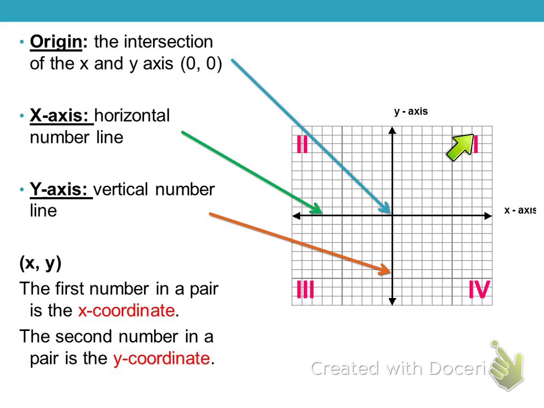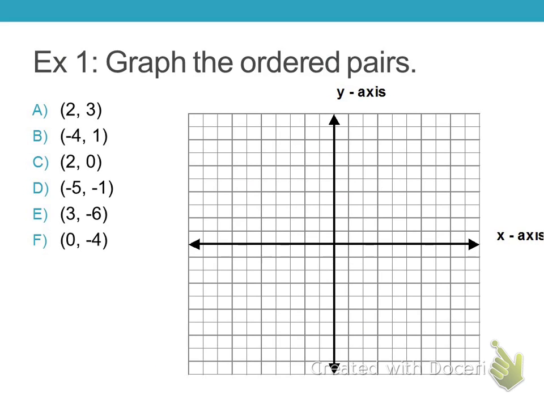Anytime we're talking about what quadrant it's in, I just label them 1, 2, 3, 4 right off the bat, just so I don't get confused. We're going to graph these ordered pairs. Remember, the first number is what you do left and right. The second number is what you do up and down. So to graph (2, 3), I go right 2, 1, 2, then I go up 3, 1, 2, 3, and I put a point.